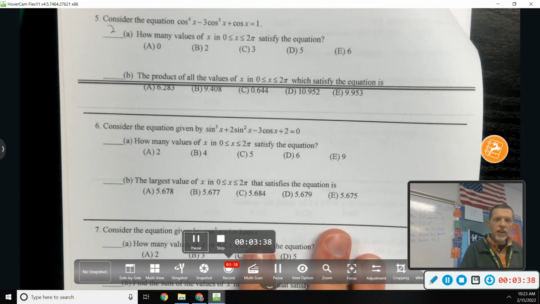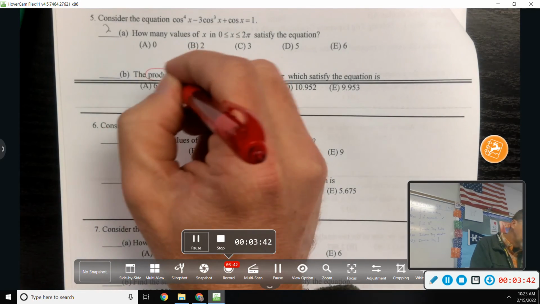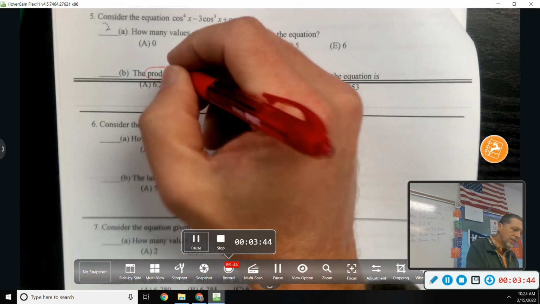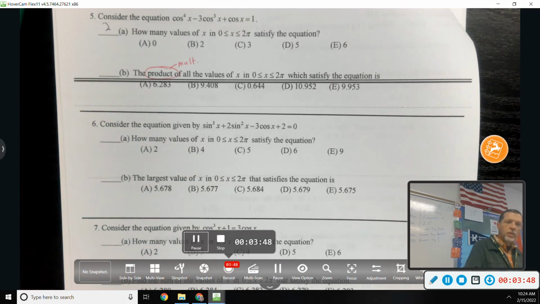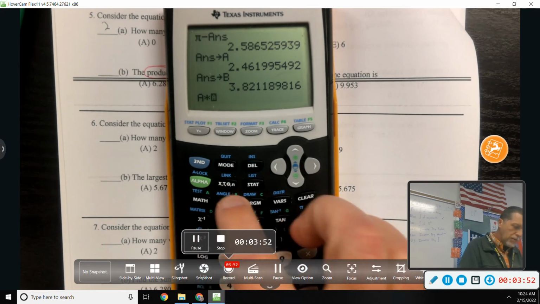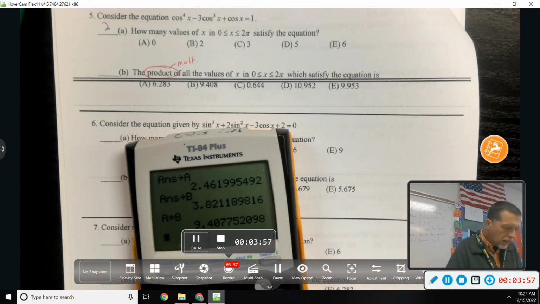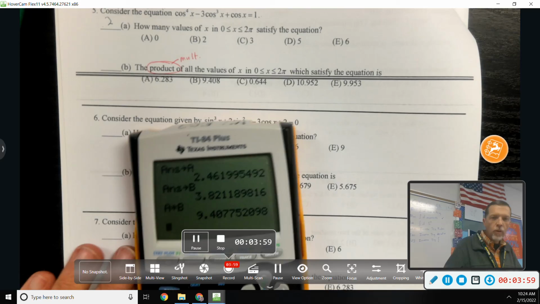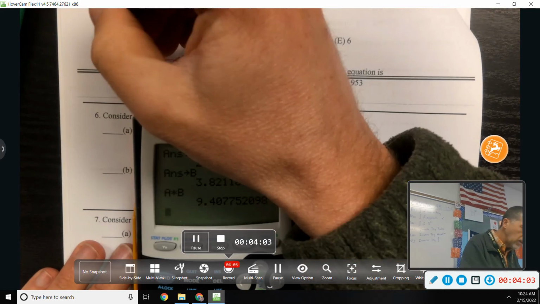And the question said the product. This is my favorite thing for people to miss. What does product mean? Multiply. So let's multiply A and B. So alpha A times alpha B. 9.407 something. Oh, 9.408 if I round correctly.